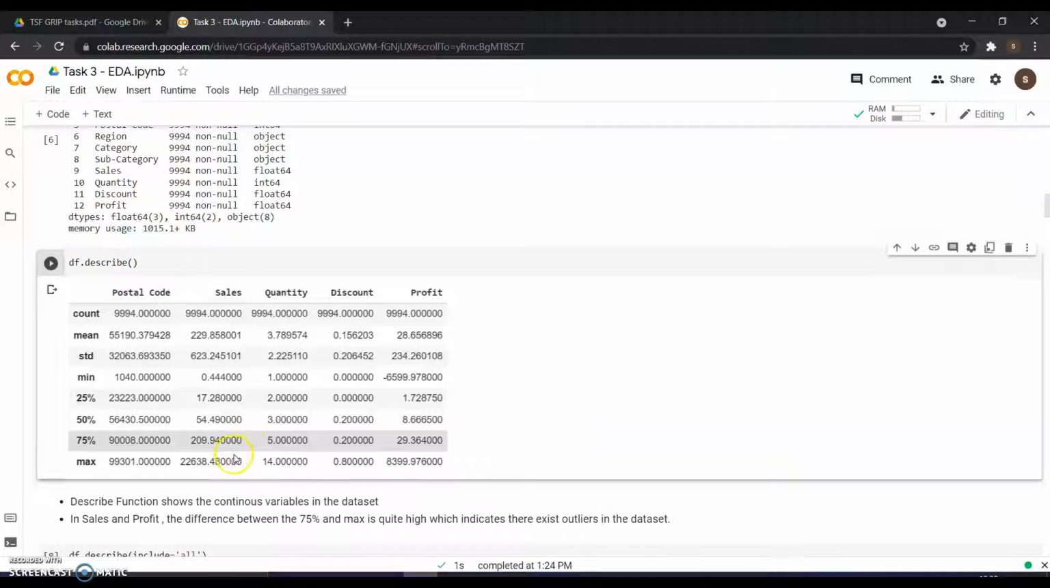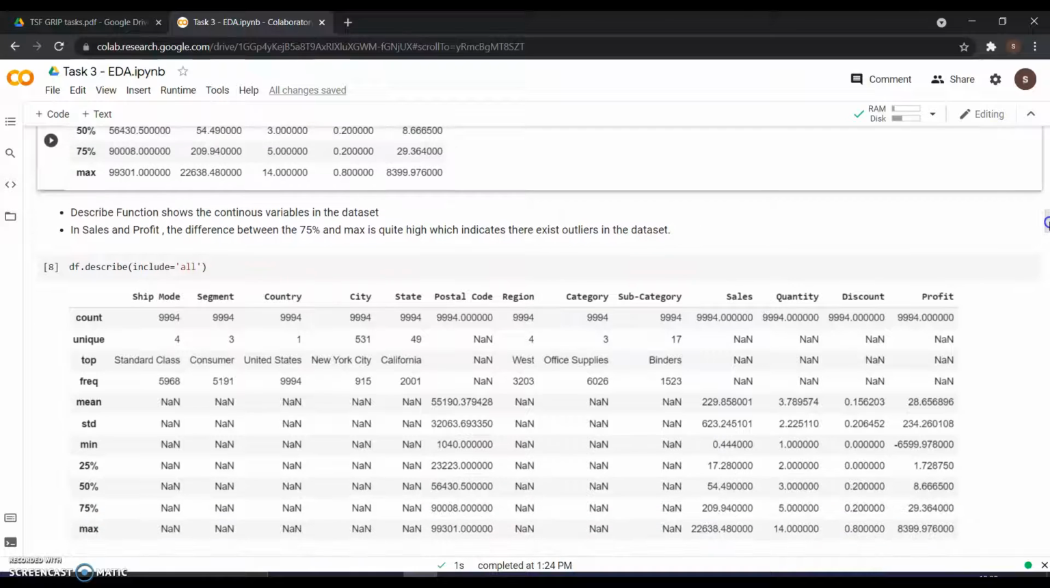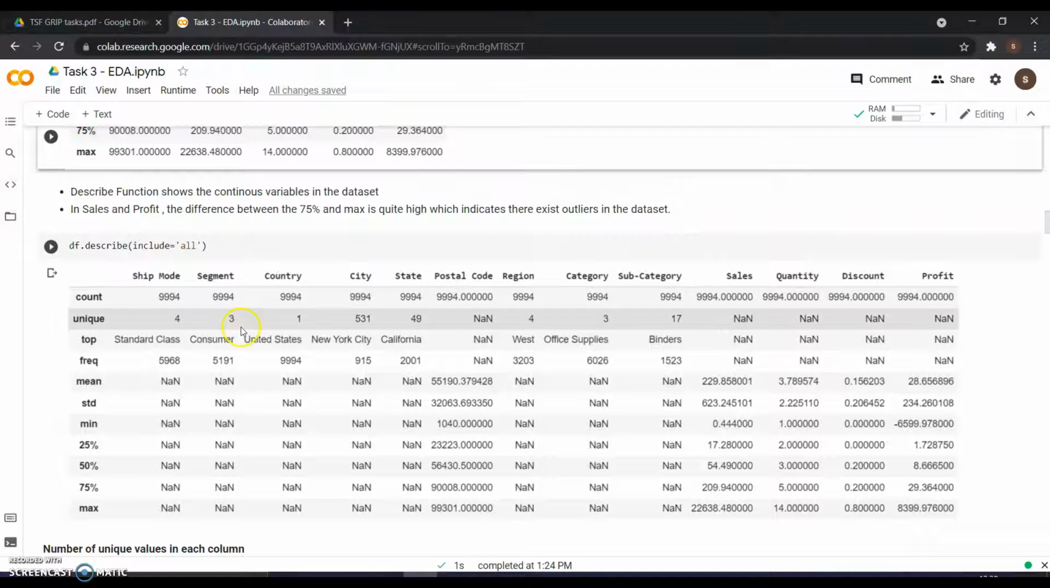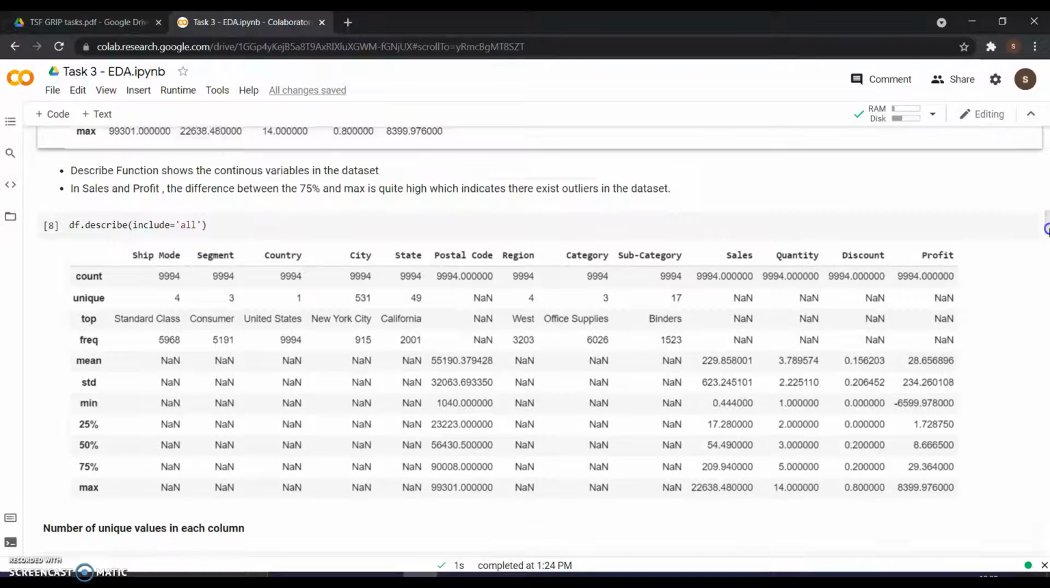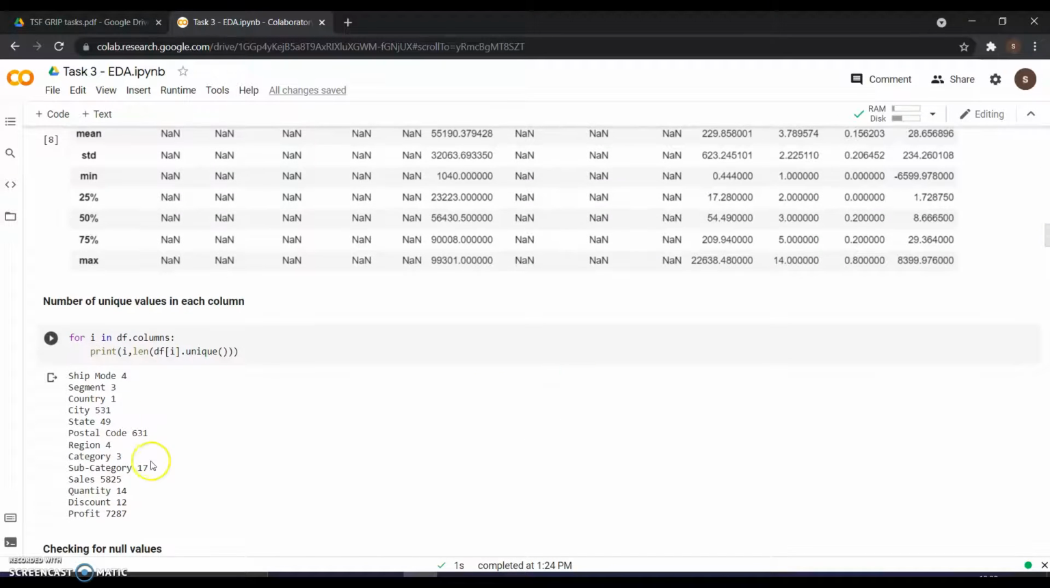As you notice in sales and profit, the difference between the 75th percentile and the maximum is quite high, which indicates there exist outliers in the dataset. And this only shows the continuous variables. So in order to see the categorical variables, I called include all. So here you can see all the variables. Then these are for the number of unique values that exist in each of the columns.